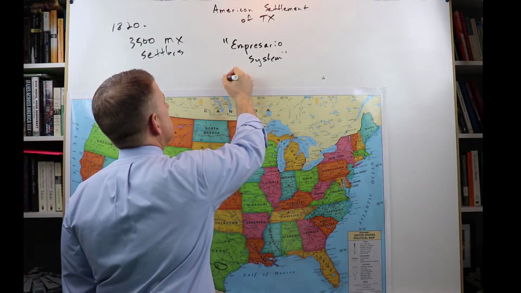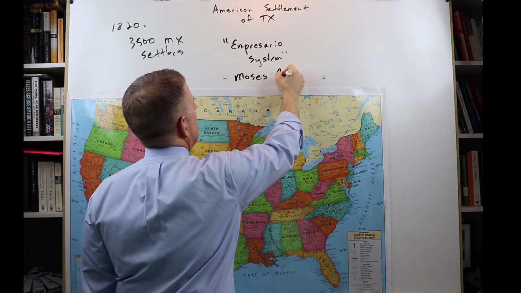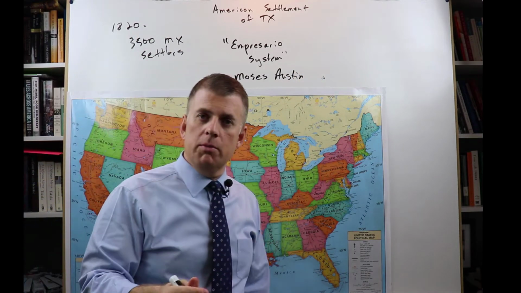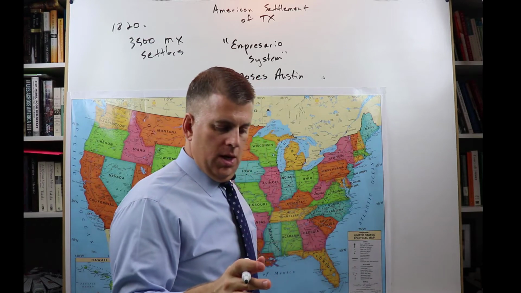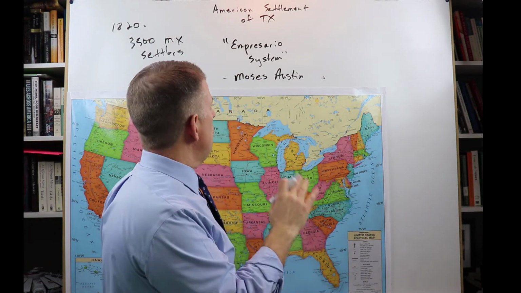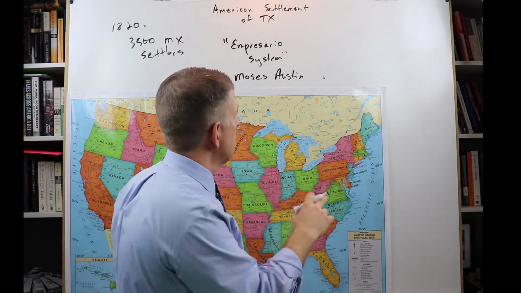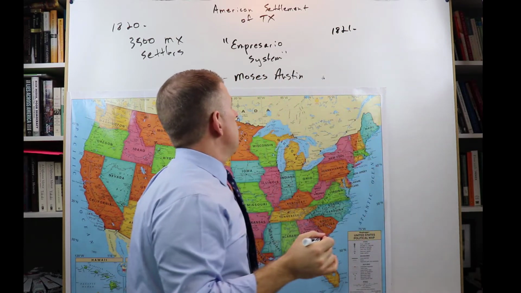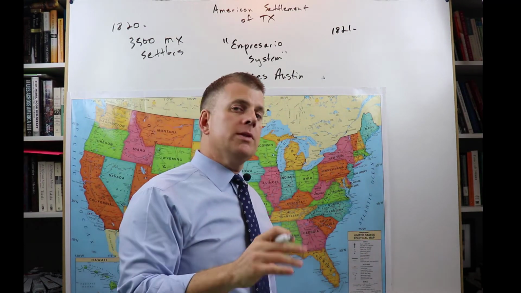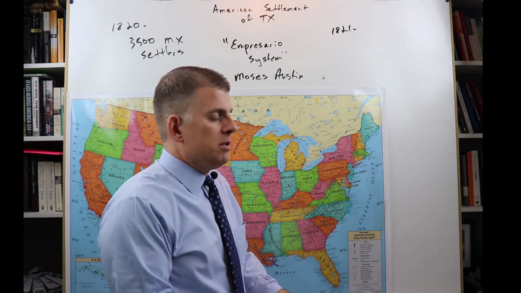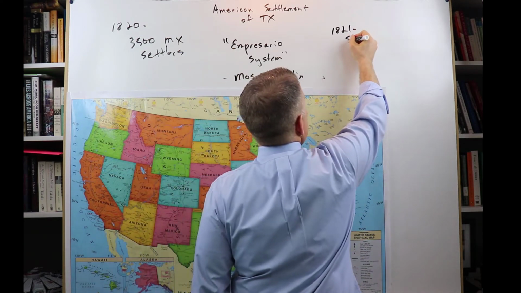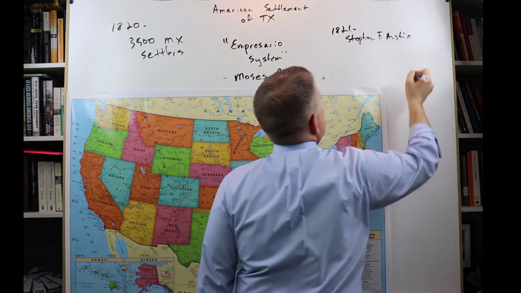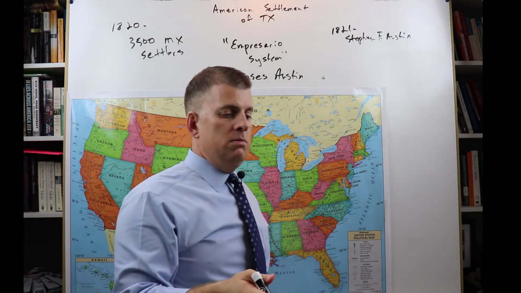Now, the first impresario was Moses Austin, okay? We're talking 1820, first impresario, Moses Austin. He was the first one, but he died in 1821. In 1821, big things happened. One was Moses Austin died, and he was never able to fulfill his role as the impresario. So his son, Stephen F. Austin, took over as impresario, right?